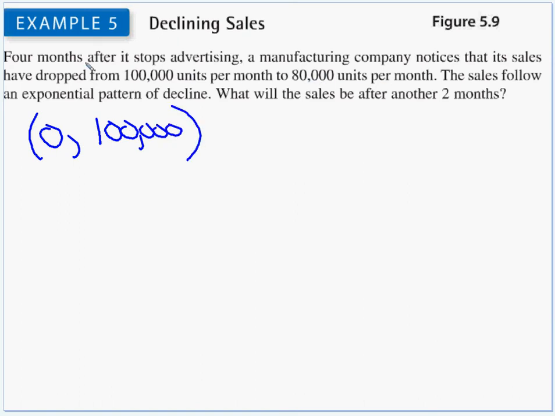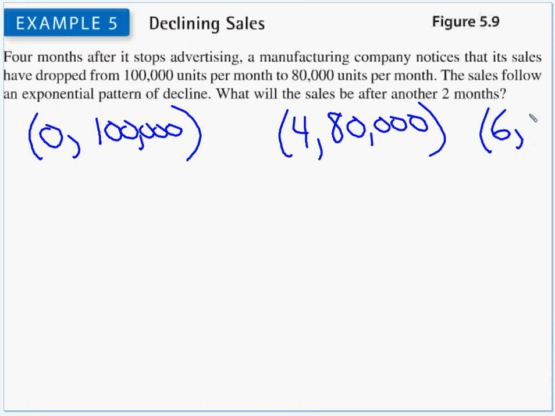And then 4 months after we stopped advertising, so time is now 4, we've gone down to 80,000 units per month. So we are following an exponential pattern of decline. What will the sales be after another 2 months? So now we got to be careful with the wording here. We went from 0 to 4 months, after another 2 months it's going to be 6 months, and we want to know what our sales are expected to be.